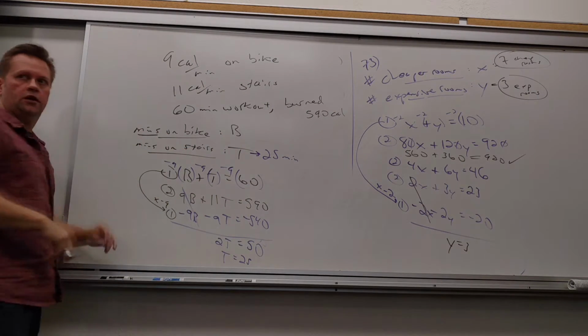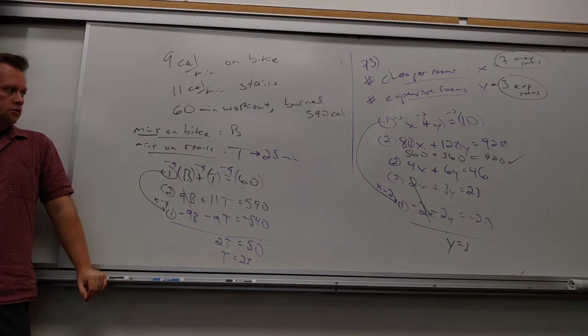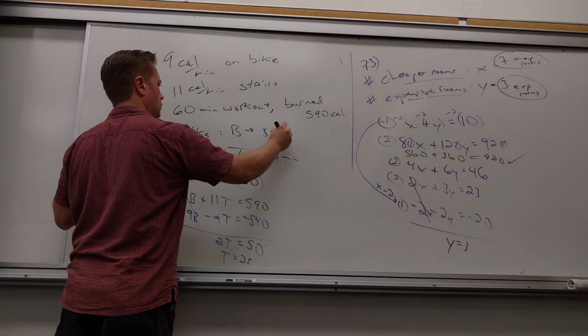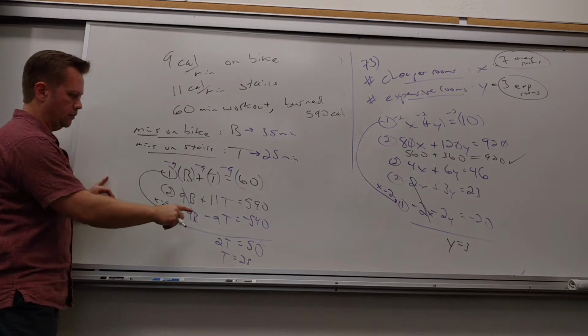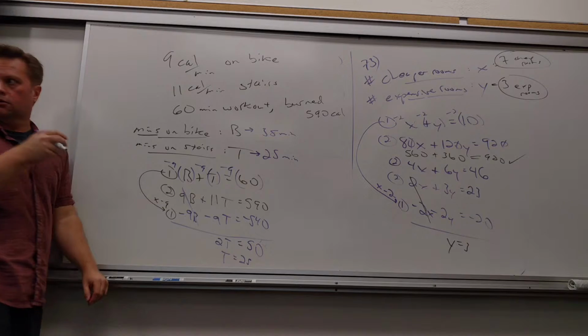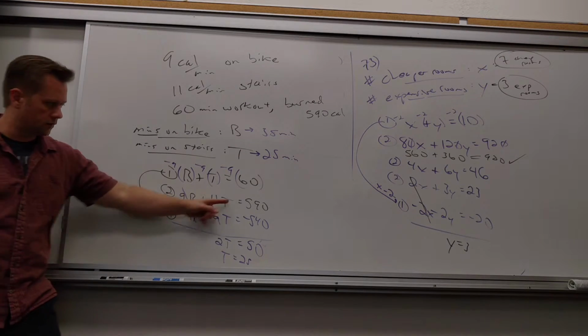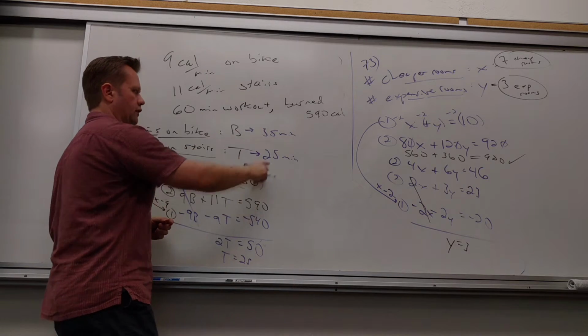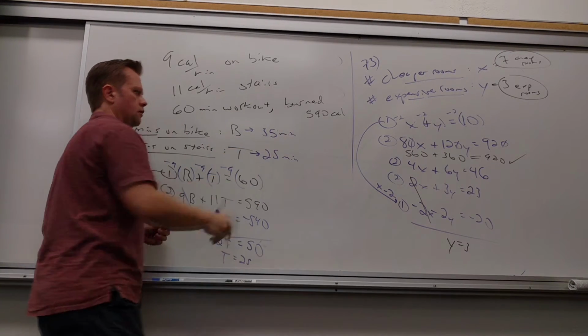25 minutes on the stairs, I like it. Right. So then how many minutes on the bike? 35. 35 minutes on the bike. Or you could have gotten it by plugging it into here, right? To check it, you want to use this equation, 9 times 35 plus 11 times 25. Make sure it equals 590, and of course it does.